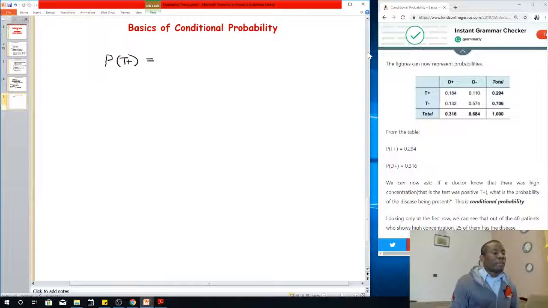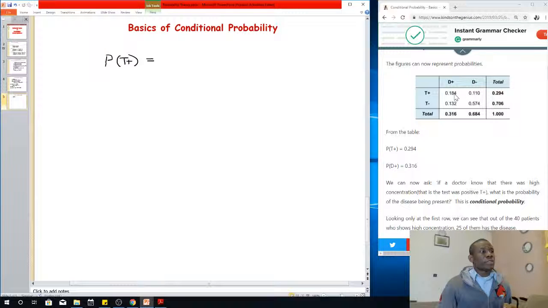So this is the probability that a patient has the disease. It is the actual total probability that the patients have a high concentration of the chemical, of the substance in their blood. So the probability that they have high concentration is actually 0.294, because we sum these two values and it gives us 0.294.